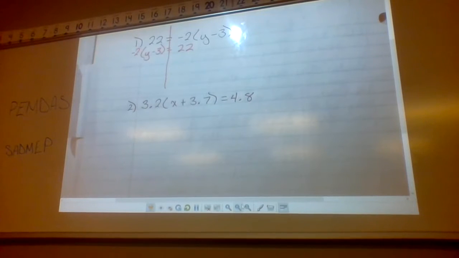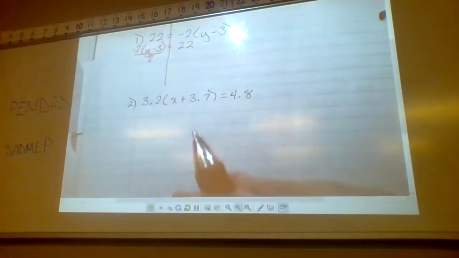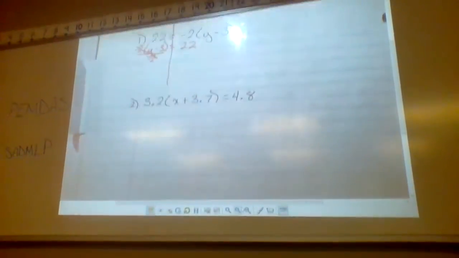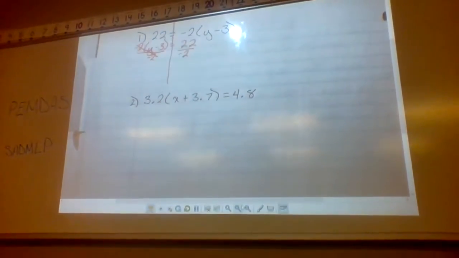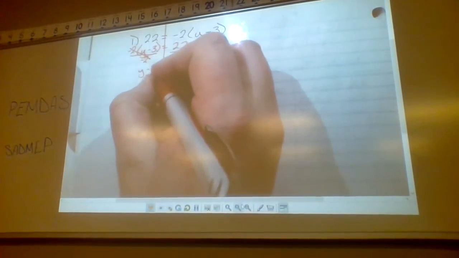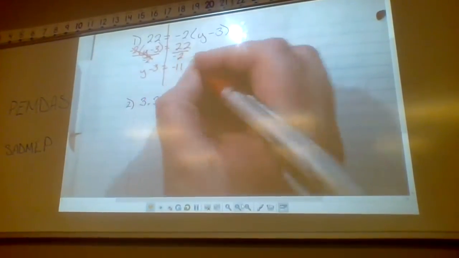Why are we undoing the multiplication and not the subtraction? Because subtraction is in parentheses, so you have to do that last. What's the inverse of multiplication? Division. What are we dividing by? Negative 2, so they can cancel out. What you do to the left, you must do to the right. So now you have y minus 3 equals, what's 22 divided by -2? -11.